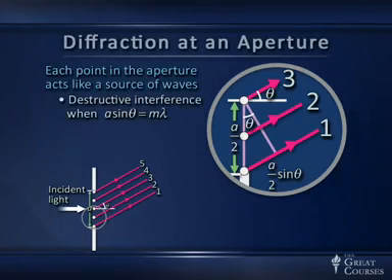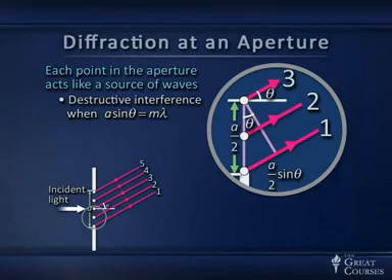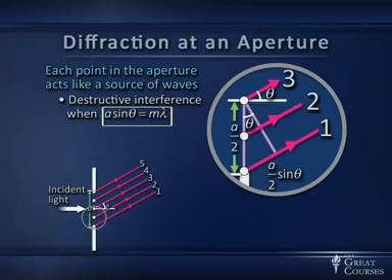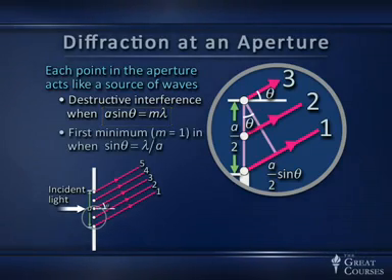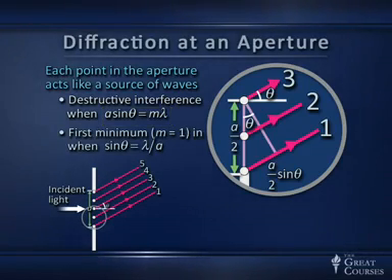So that's a over 2 sine theta is m lambda over 2, an integer multiple of half a wavelength. That will give them destructive interference. Those 2's cancel, and we get destructive interference with this single aperture when a sine theta is m lambda. The first minimum in that pattern, the place where m equals 1, then occurs when sine theta is lambda over a.